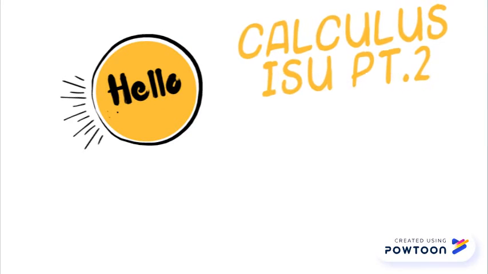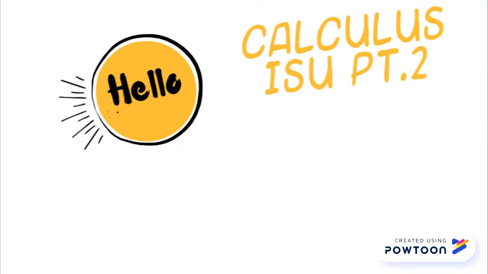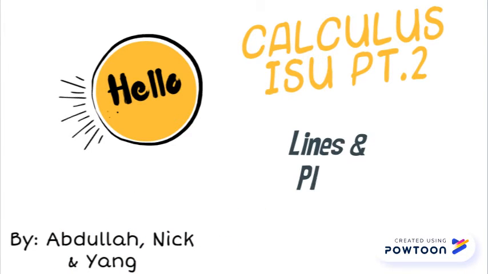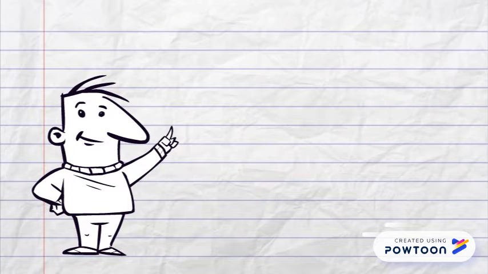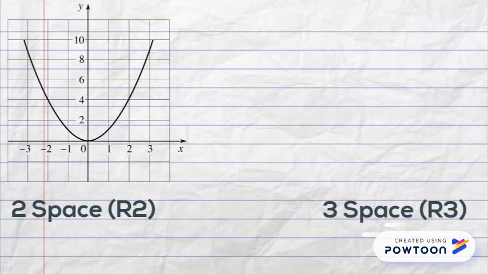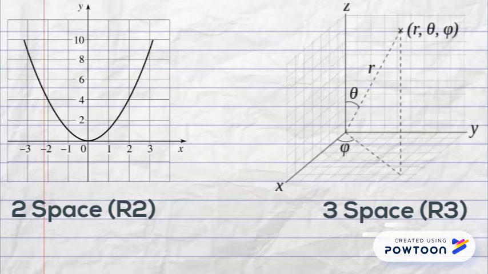Hello guys, this time we are going to explain about the equations of lines in 2 space and 3 space and the intersection of 3 planes in R3. Before we start, we better know what are 2 space and 3 space. 2 space, R2, contains x and y axis. 3 space, R3, contains x, y and z axis.